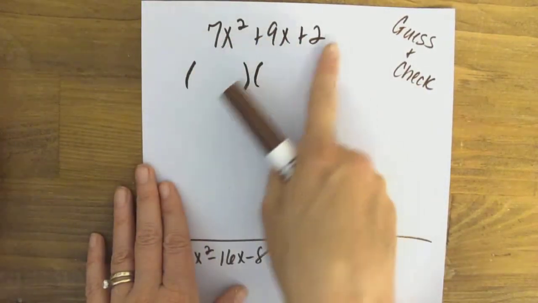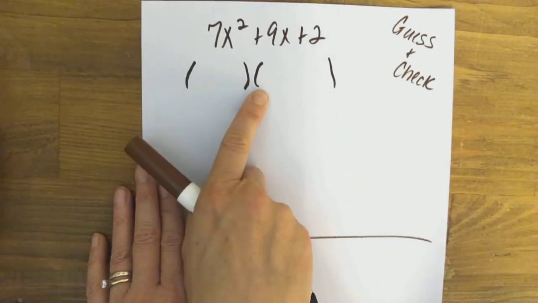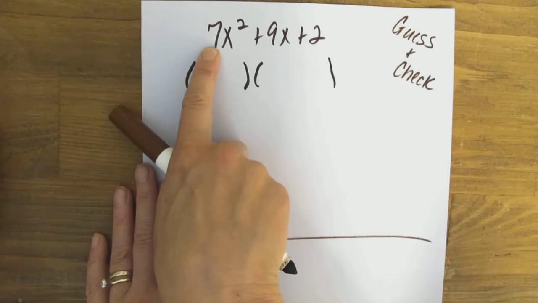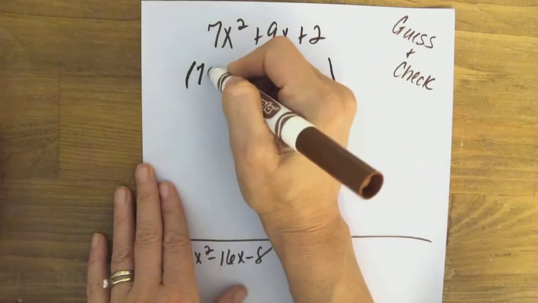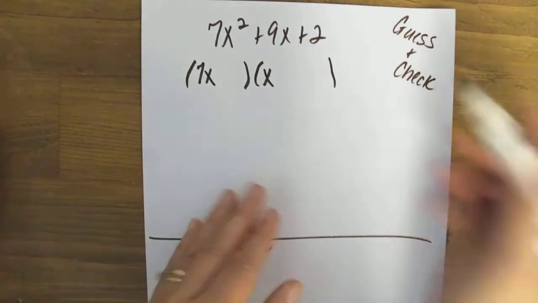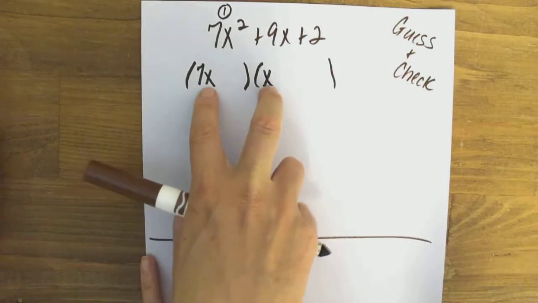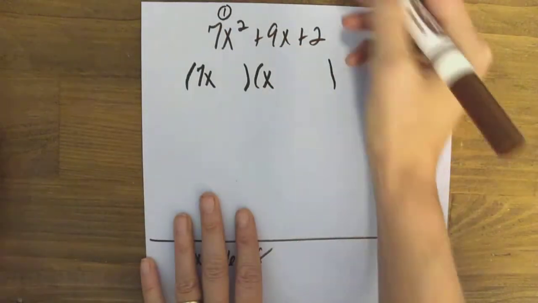If the numbers are small and prime, like 7 is prime, you think, what multiplies together to give you 7x squared? Well, that would be 7x and 1x, which is the only combination, so I feel pretty good. So this is always step 1. Figure out what would go first in order to give you that.